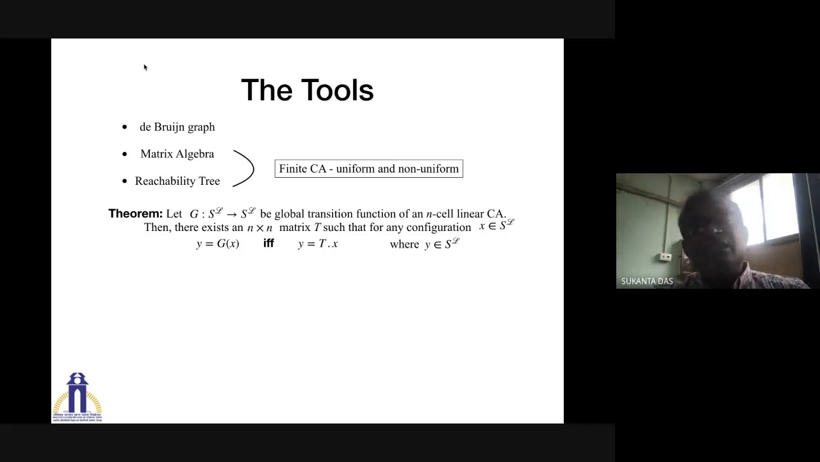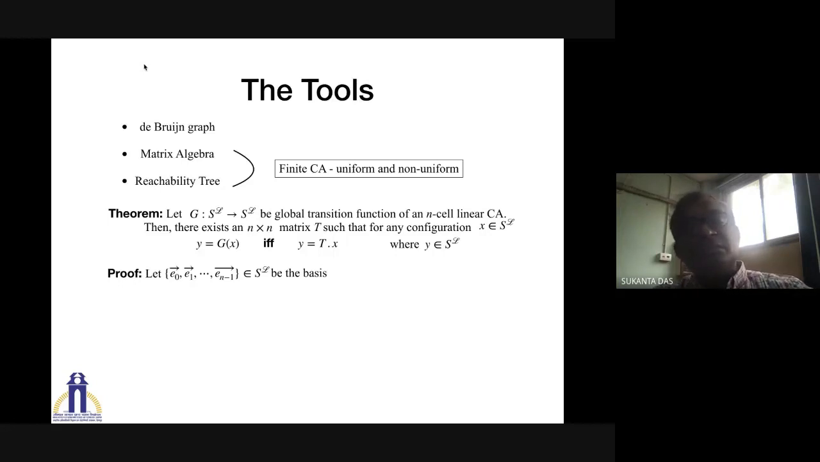First, consider our CA is linear, so G is linear. What is the meaning of G is linear? That all the rules of the CA are linear. That we have proved before, in my early class. So now, come to this proof.